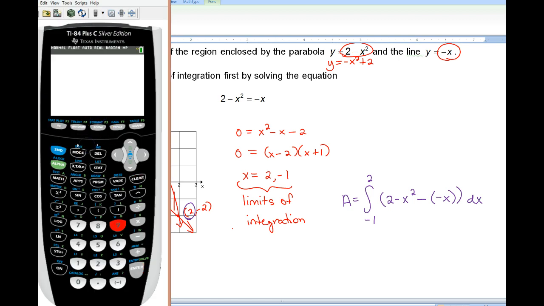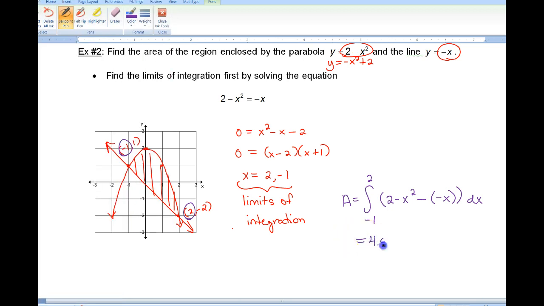So Math 9. Negative 1 to 2 of 2 minus x squared plus x. 4.5. Good? Question? You plug in the x values inside that? Yeah. Again, this is one that you could have done by hand. You'd have 2x minus x to the third over 3 plus x squared over 2, and then you plug in 2, plug in negative 1, and subtract.